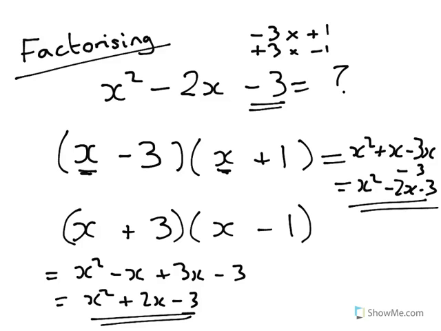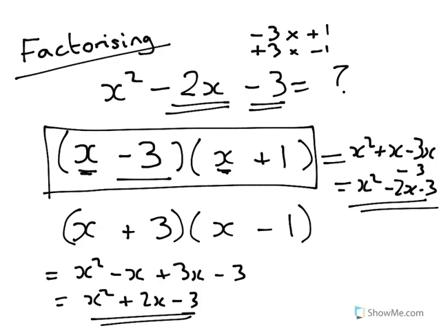So when you've done these a couple of times, you actually get to see, I want to have a minus 2x as my answer, so therefore I want the largest number to be negative. So I would know instinctively, once you've practiced a few thousand of these, that it should be x minus 3, x plus 1. So let's look at another one then.